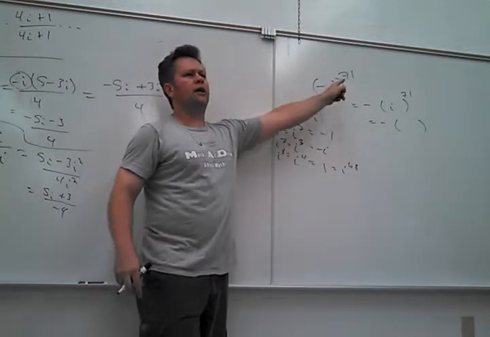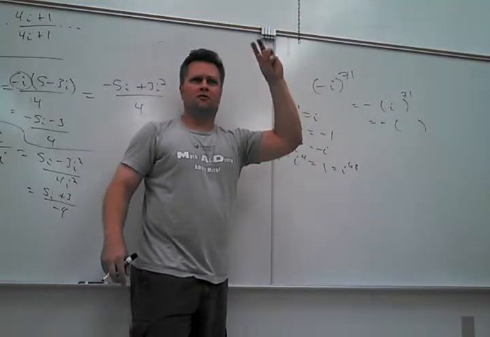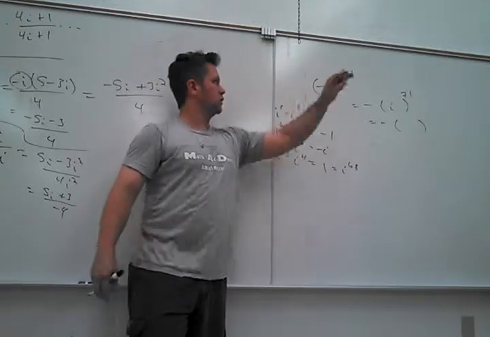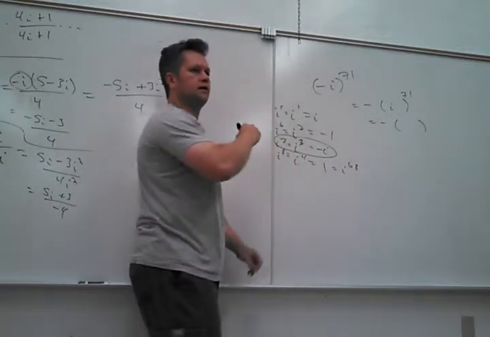Because 4 goes into 71 how many times? I don't really care. With remainder 3. Because 4 goes into 68. Right? That's what's important. And remainder 3. So it's going to be here in the cycle.